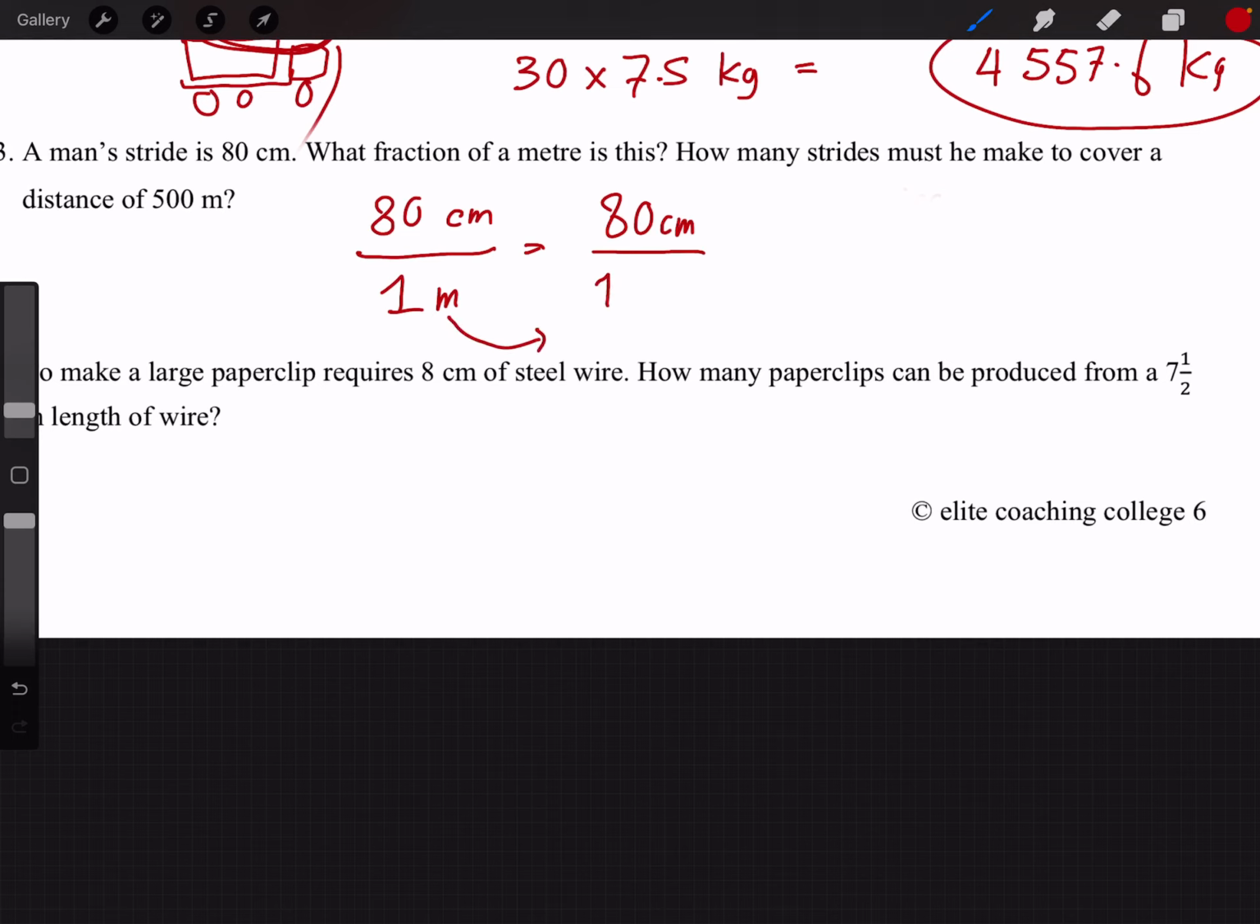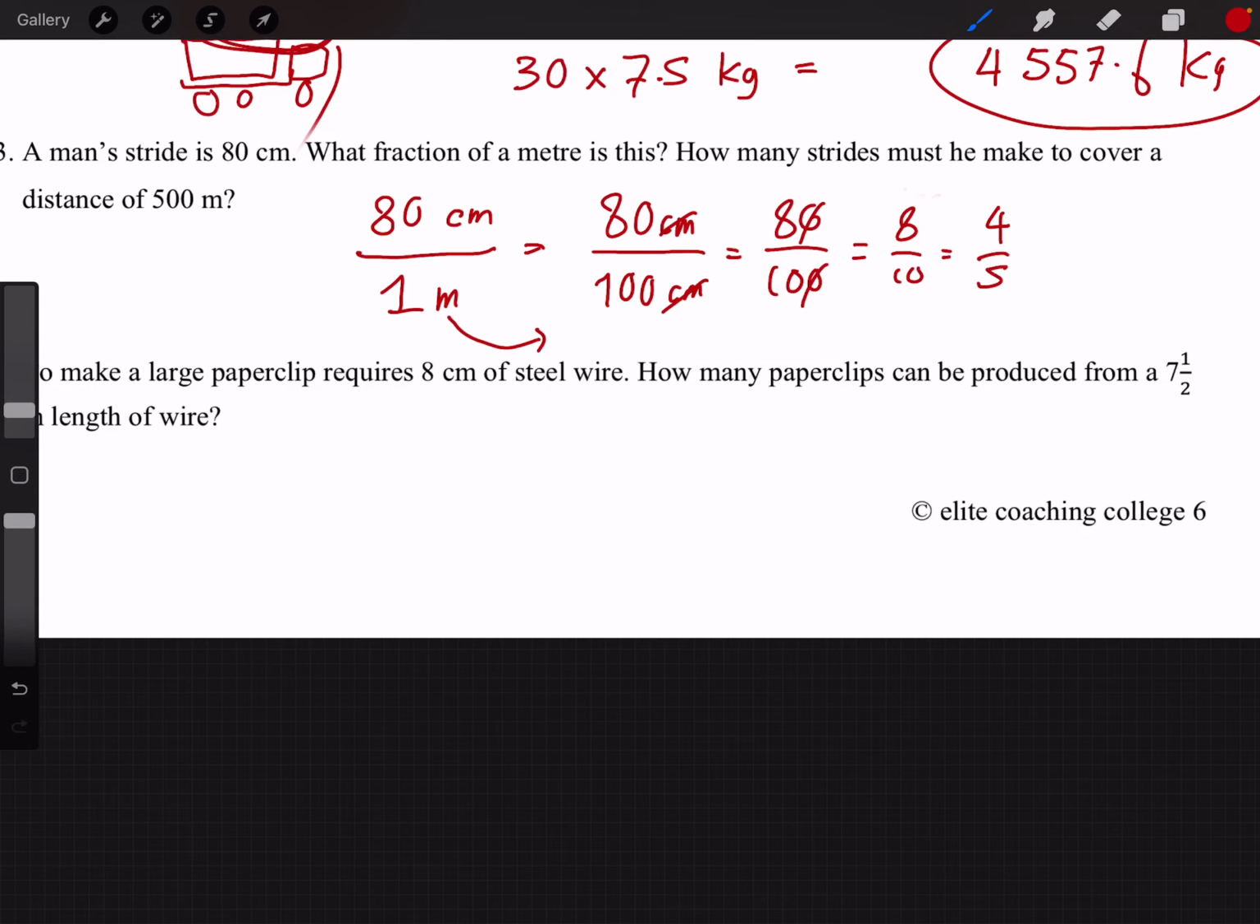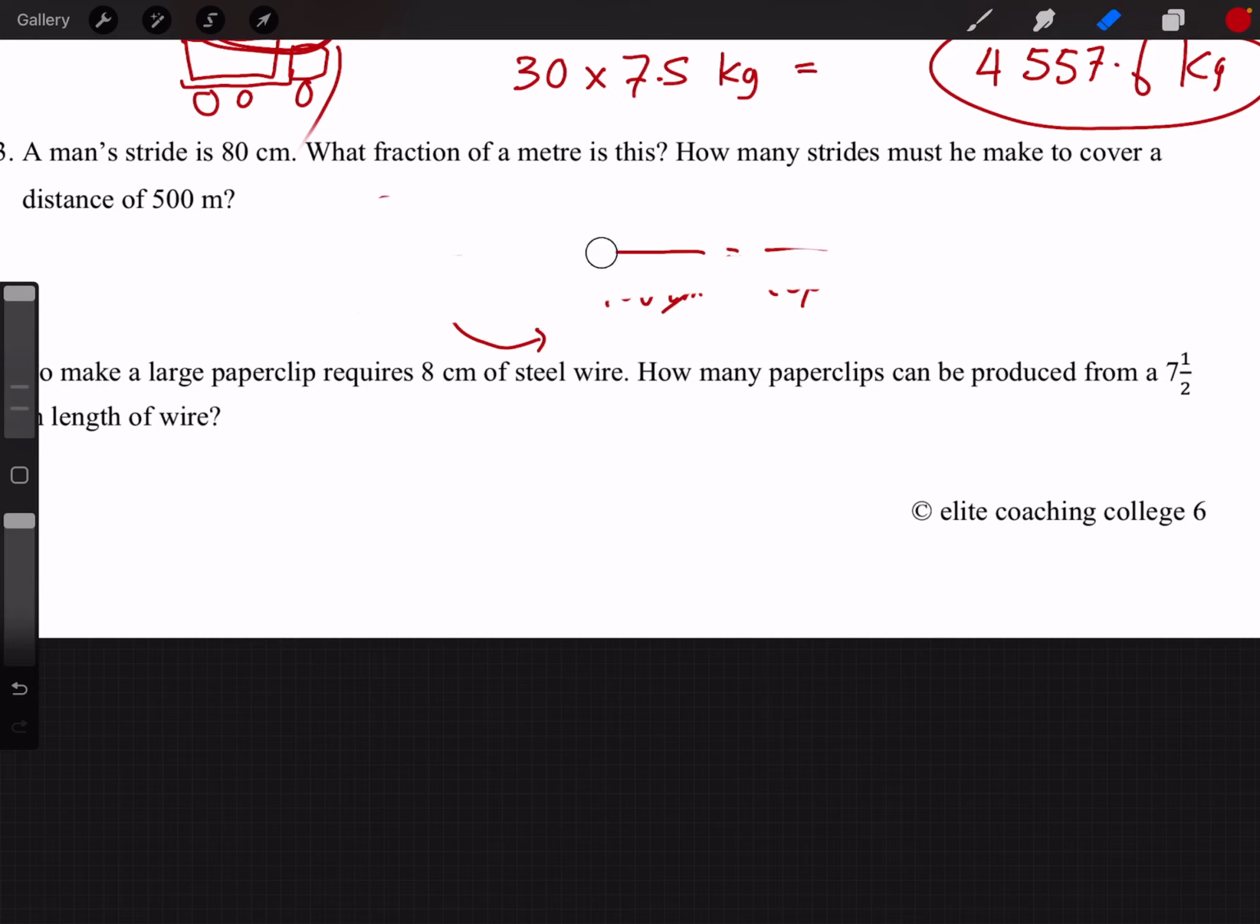We know 1 meter is 100 centimeters. What fraction is this? Well, since they're both in centimeters, we can now start comparing. That's 80 over 100, cross out the zeros. That's 8 over 10, divided by 2, that's 4 over 5. So 4/5. How many strides must he make to cover a distance of 500 meters? By the way, the first answer was 4/5. That's the first part.